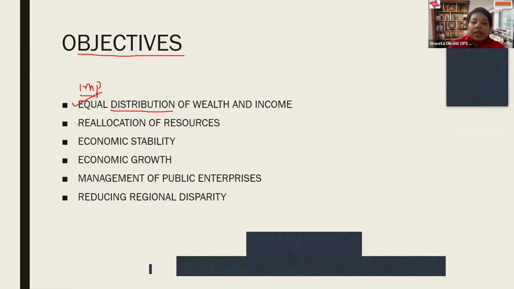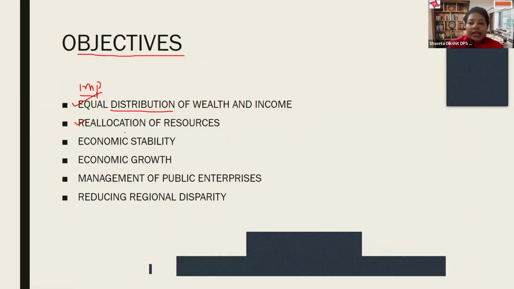Then comes reallocation of resources. It is something which has already been touched on in the first point, but it is slightly different. Reallocation of resources is not about a fresh start. It is about those who are already in possession of something, which has to be reallocated. That means if you have already allocated some funds to some departments or some groups of the economy, you are supposed to take it back from them and give it to the needy or more needy people.